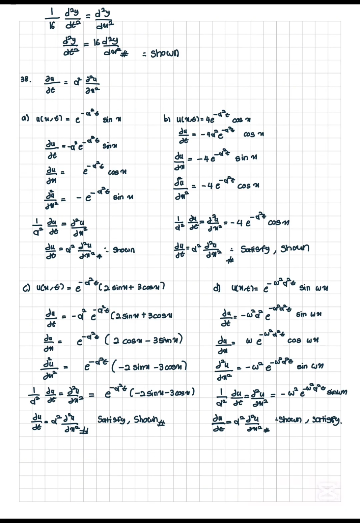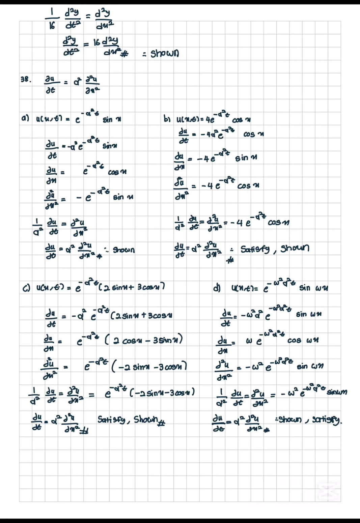For question 38, we need to satisfy the equation ∂u/∂t = α² ∂²u/∂x². For part A, the equation given is u(x,t) = e^(−α²t) sin x. So we need to differentiate with respect to t, and we got −α² e^(−α²t) sin x. Same goes to ∂u/∂x, and we got e^(−α²t) cos x, and differentiate twice for ∂²u/∂x² equals −e^(−α²t) sin x. Rearrange the function and we satisfy.